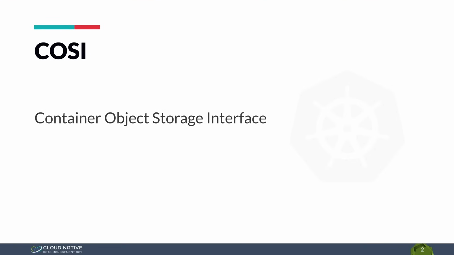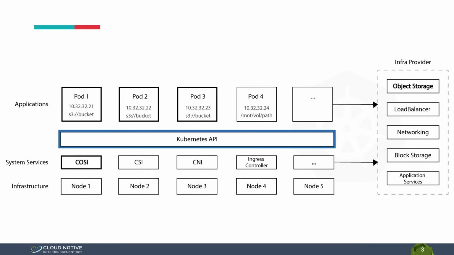COSI stands for Container Object Storage Interface. It is an interface similar to CSI or CNI, which are Container Storage Interface and Container Networking Interface, where CSI is for block devices, COSI is for object storage buckets. What COSI does is it acts as a bridge or an interface between your containers in the Kubernetes world, which would be running as pods, and object storage systems. So the name Container Object Storage Interface.